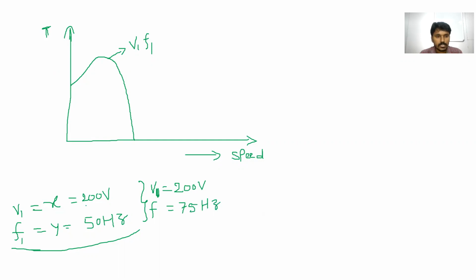Now initially we have taken 200 volts and 50 hertz. I'm not changing anything. Voltage is constant at 200 volts, but the frequency changes. Now I'm increasing the frequency from 50 hertz to 75 hertz. That is, F1 changes from F1 to F2.